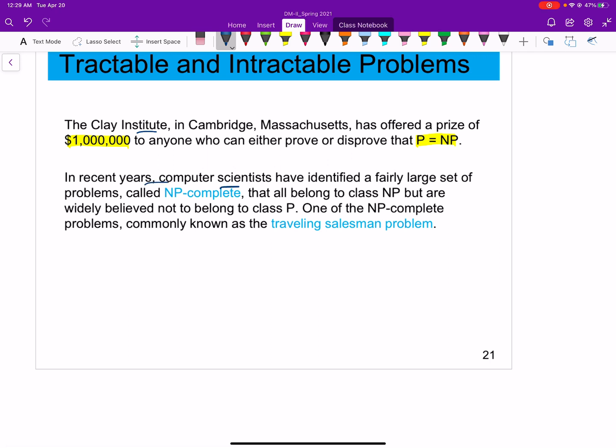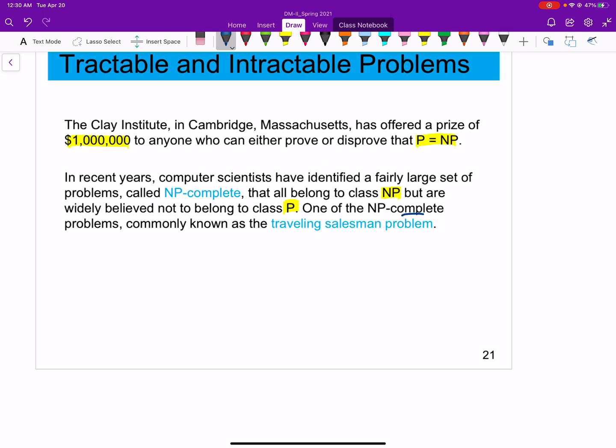In recent years, computer scientists have identified a fairly large set of problems called NP-complete that all belong to class NP but are widely believed not to belong to class P. Such problems are called NP-complete problems. One NP-complete problem is commonly known as the traveling salesman problem.